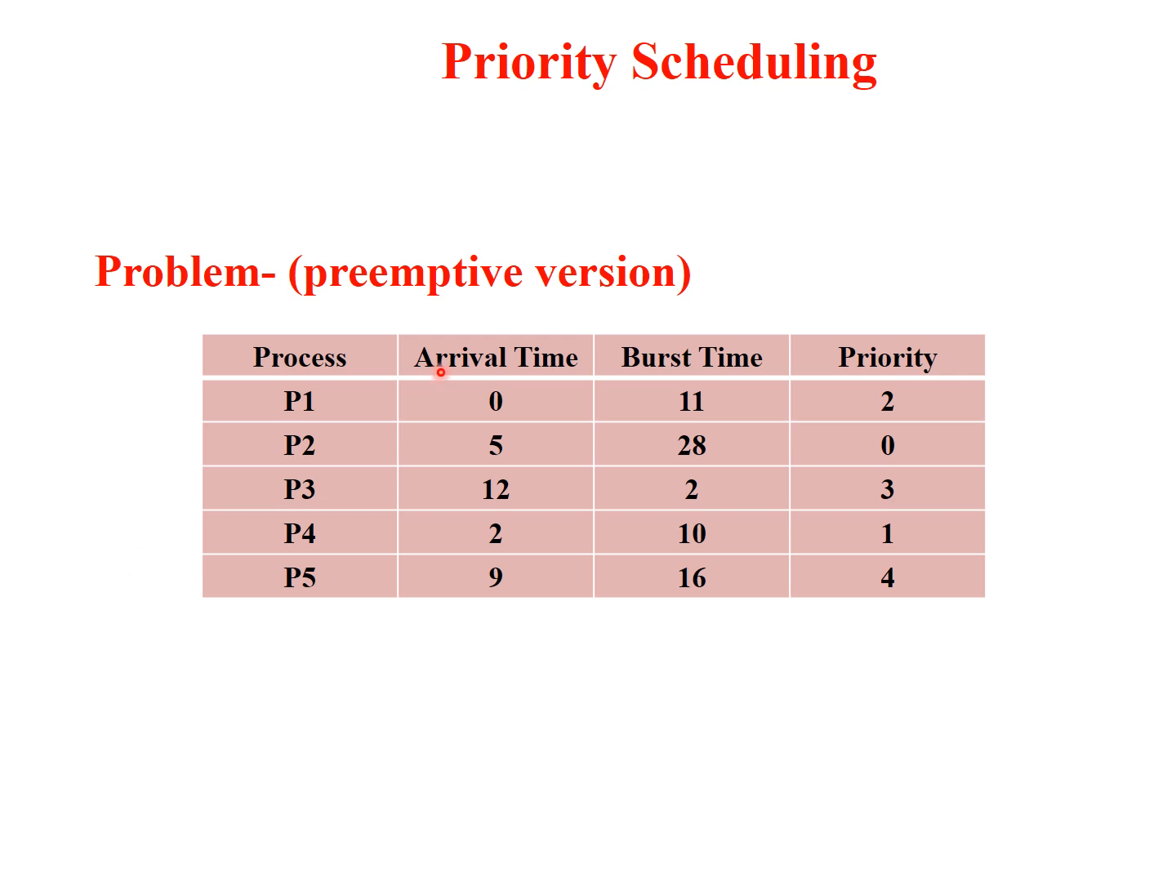Whereas in the preemptive version, the running process will be interrupted and the incoming higher priority process is given a chance. Now we are going to solve this priority scheduling problem using the preemptive version. That is, if a process is running, because of the arrival of a higher priority process, you will interrupt the running process and give the chance to the higher priority process.